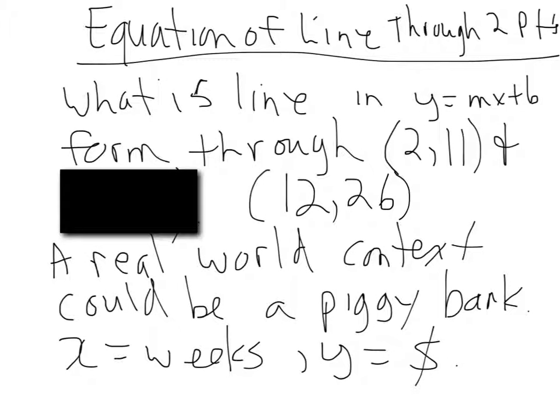I'm just doing a screencast about determining the equation of a line through 2 points. So this is all related to y equals mx plus b. Sorry about my writing. So what is the line in y equals mx plus b form, where m is the slope and b is the y-intercept, that goes through the points (2, 11) and (12, 26)?